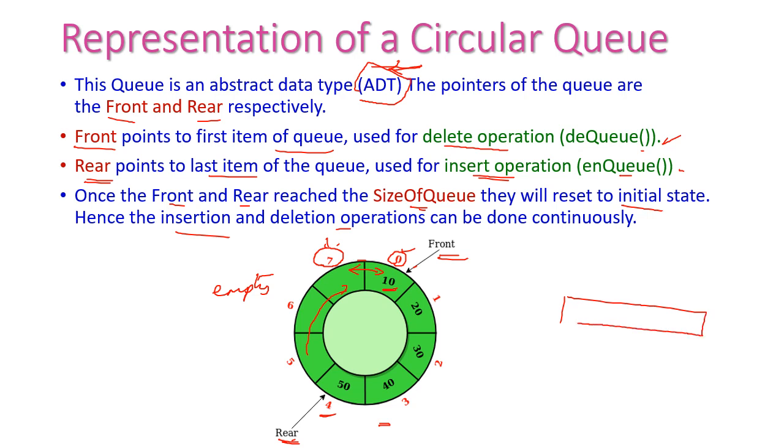So this is a linear queue. Here, once the rear reaches the last item, that is the end of the queue, then we cannot insert a new item further, right? Because the queue ends here. But this is not the case in a circular queue. Once it reaches the end, if this place is vacant, then we can insert a new item here, right?